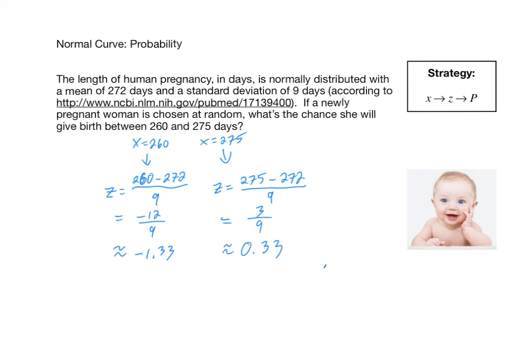And if you do that, the area you get to the left of the z-score 0.33 is 0.6293. The area to the left of the z-score negative 1.33 is 0.0918. And then if we take the difference of these two, we get 0.5375. So if you chose a newly pregnant woman at random, the likelihood that she will give birth between 260 and 275 days from inception is 53.75% chance.